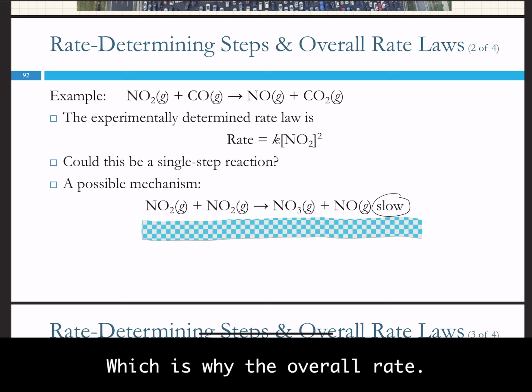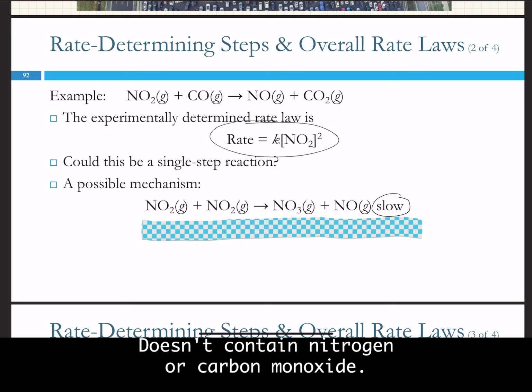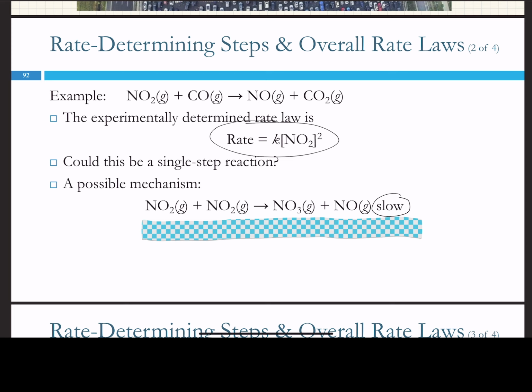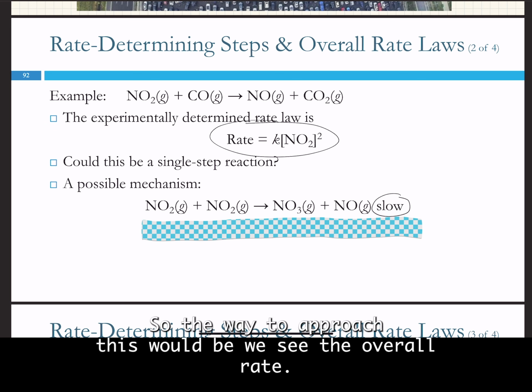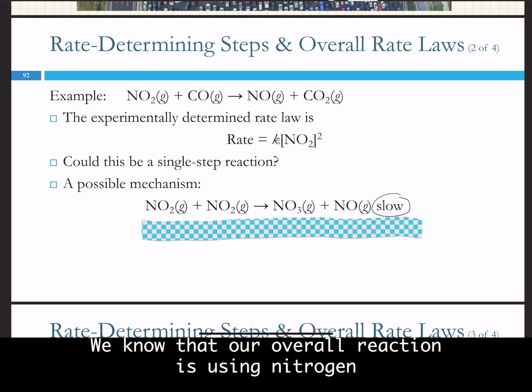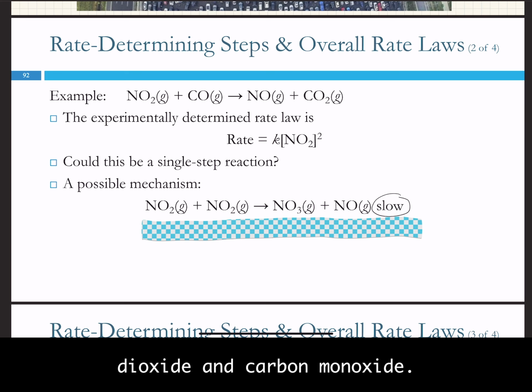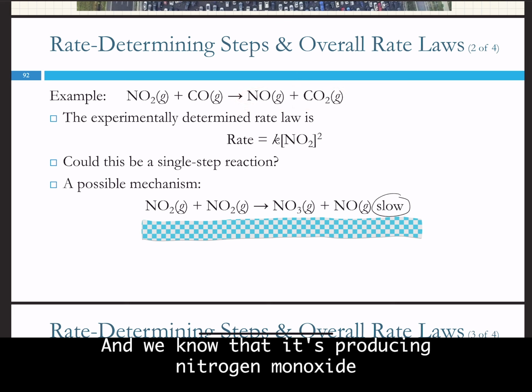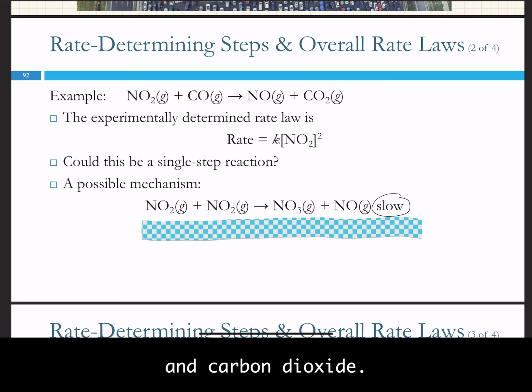Which is why the overall rate doesn't contain nitrogen or carbon monoxide. So the way to approach this would be, we see the overall rate, we do the experiment. We know that our overall reaction is using nitrogen dioxide and carbon monoxide. And we know that it's producing nitrogen monoxide and carbon dioxide.